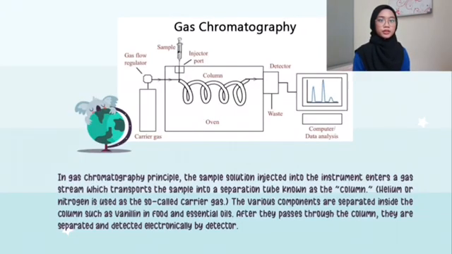In the gas chromatography principle, the sample solution injected into the instrument enters a gas stream which transports the sample into a separation tube known as the column. The various components are separated inside the column, such as vanillin in fruit and essential oils. After they pass through the column, they are separated and detected electronically by the detector.